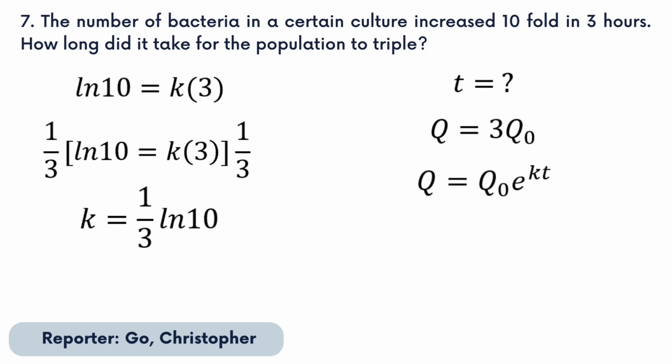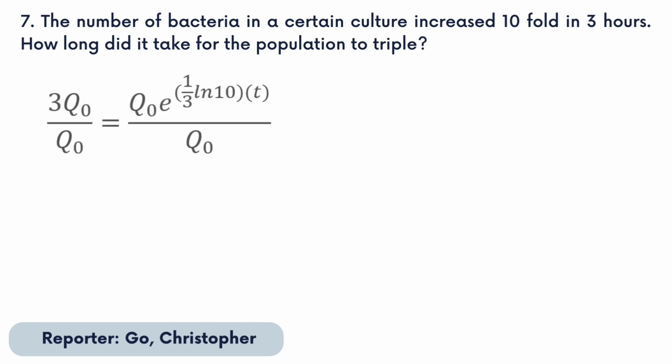Ang gagamitin nating formula is exponential growth law, which is Q equal Q sub 0 multiplied by e raised to kt. Nahanap na natin kanina ang k sa problem na ito, which is k equal 1/3 ln 10. Then plug in na lang natin ito pati na rin yung value ni Q. So 3 Q sub 0 equal Q sub 0 multiplied by e raised to 1/3 ln 10 times t.